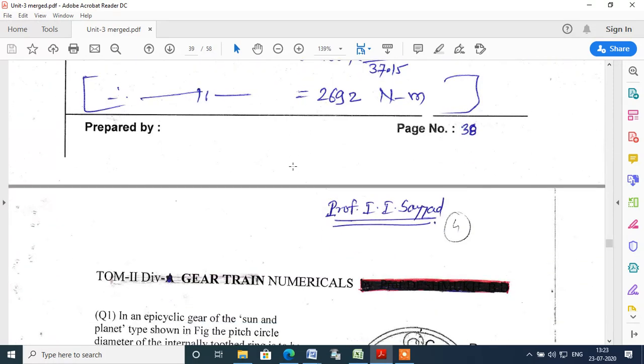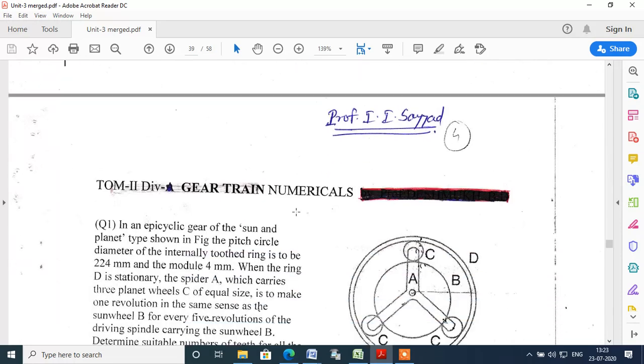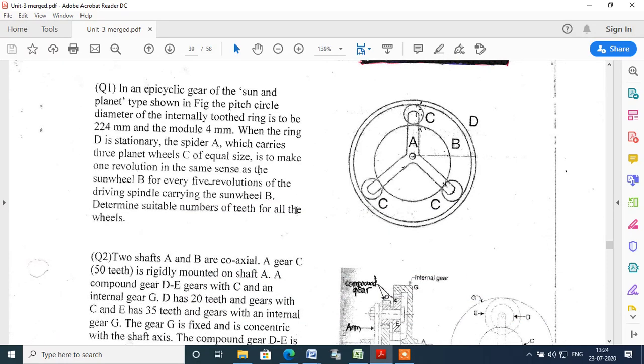So this way we have to solve the various problems on the epicyclic gear train. Very interesting topic, and in both the examinations, problems on the epicyclic gear train are definitely there. Now I have prepared such a question bank for you. You take down this question bank from the PDF notes I have provided to you. The solution is also there. See that and accordingly solve the problems. We will solve some problems from that question bank also. So don't worry, we will see in the next class.